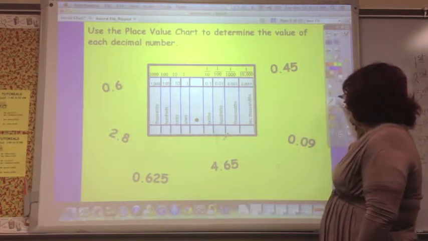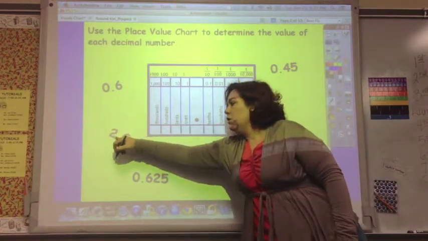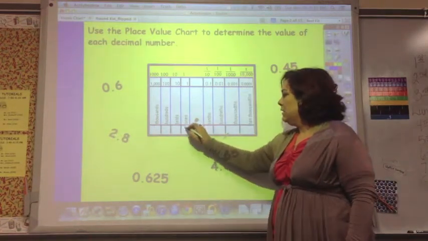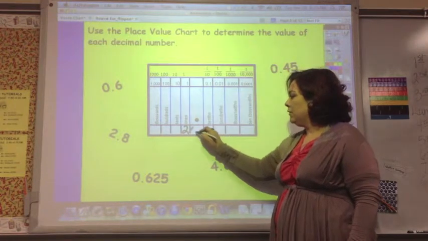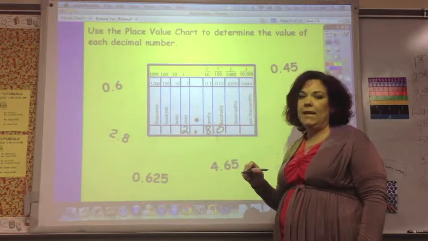And so to put these numbers in here, like this, you say it 2 and 8 tenths. So it's $2 and 8 tenths, and then in money it'd be 80 cents.